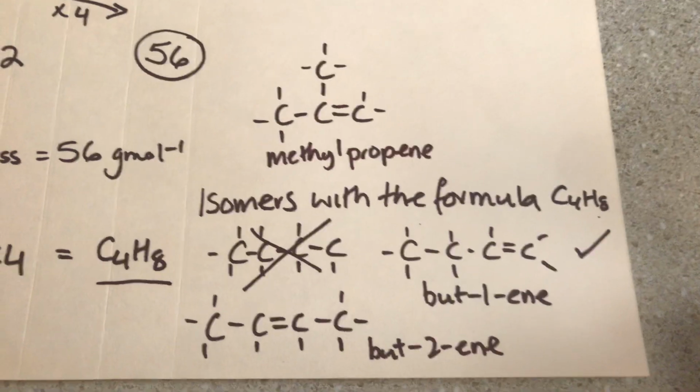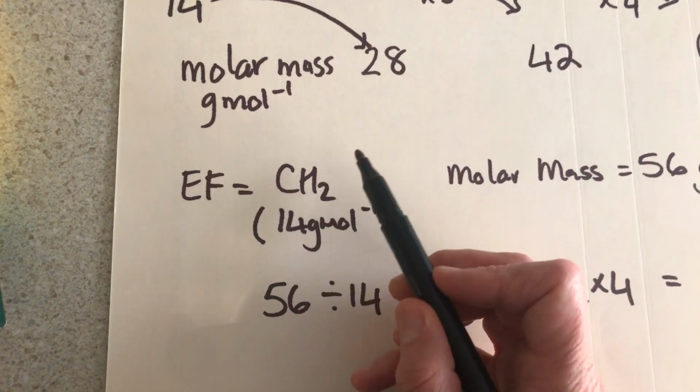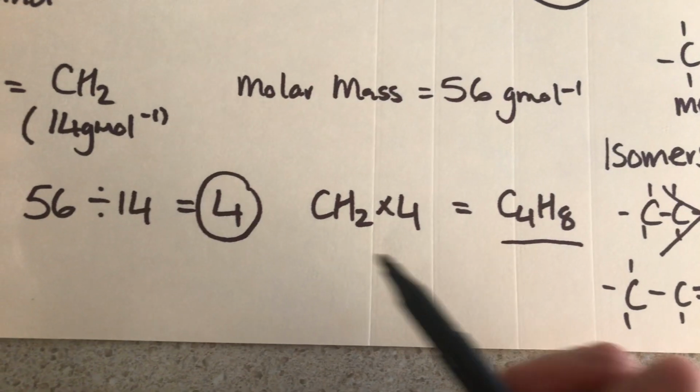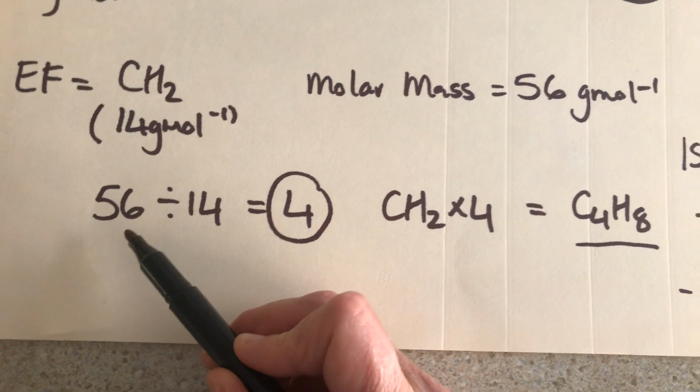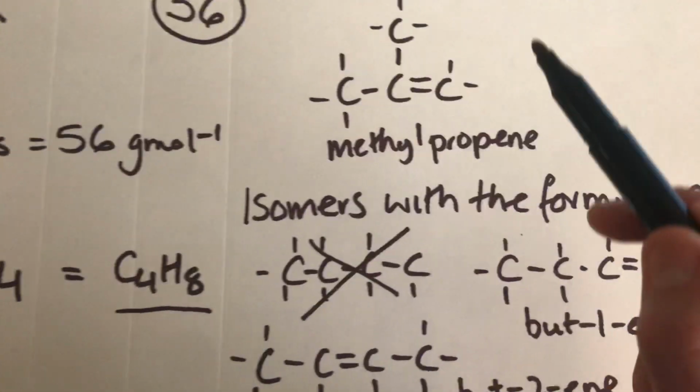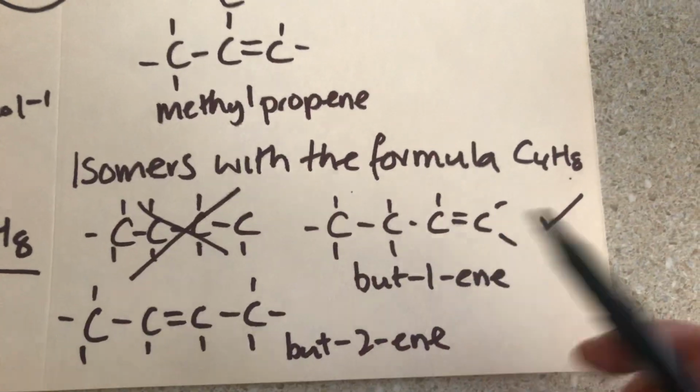So at this stage, we know that if we have an unknown molecule that has an empirical formula of CH2 and a molar mass of 56, its actual molecular formula must be C4H8, and there are 3 possible isomers of it.